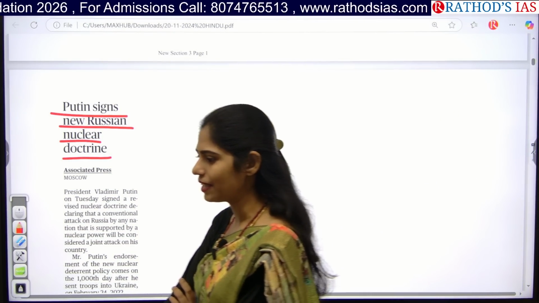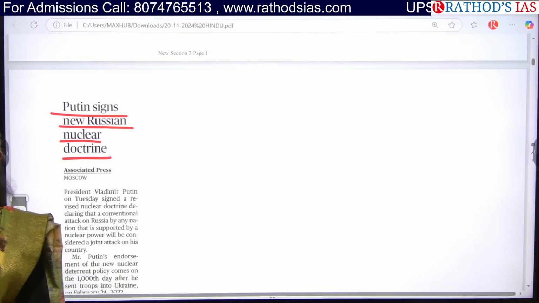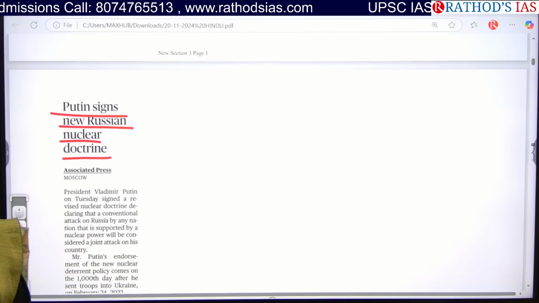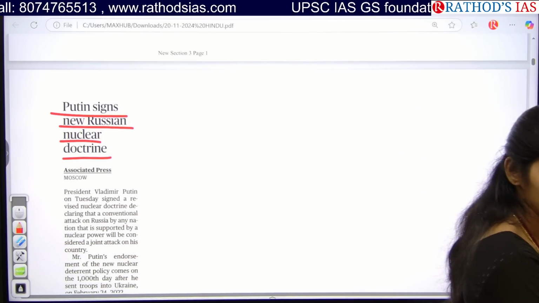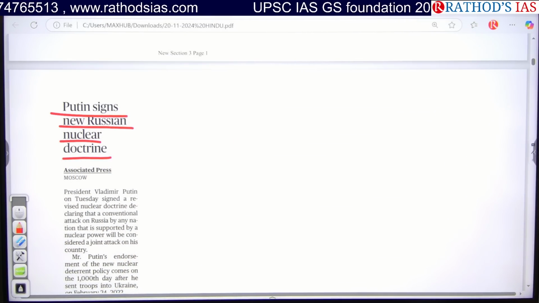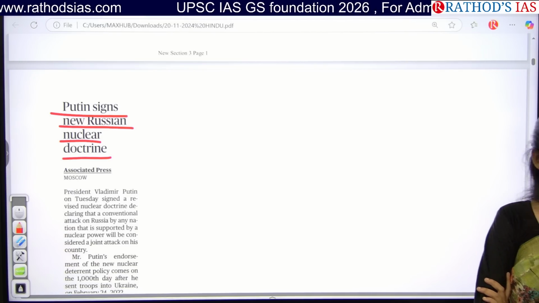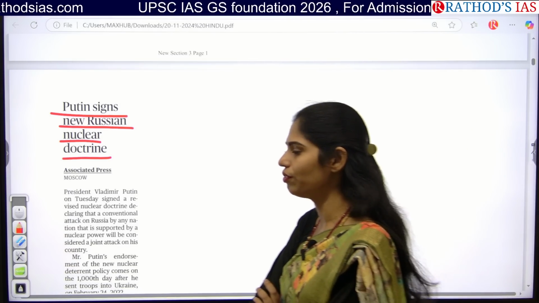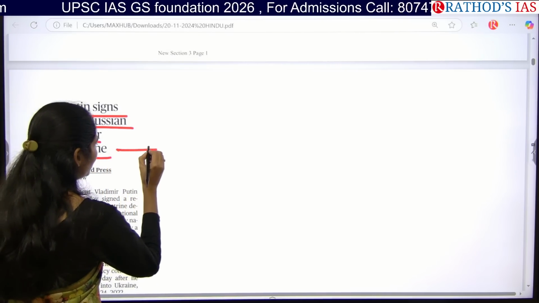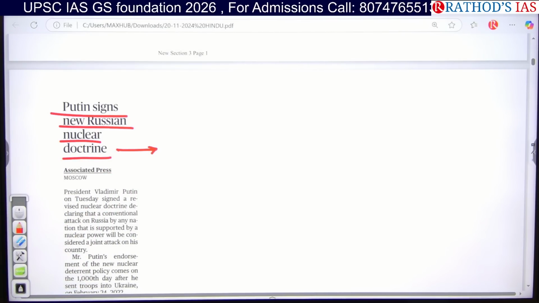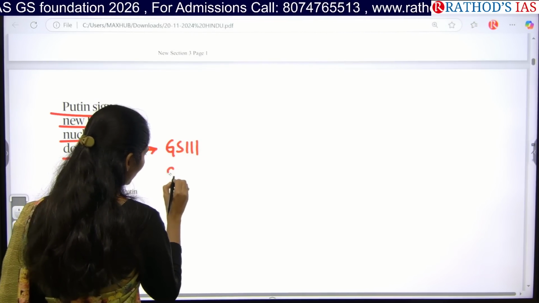Okay, so there may be a question in your examination regarding India's nuclear doctrine. You have to focus on India's nuclear doctrine. UPSC may not directly ask a question regarding this new doctrine of Russia, but there is a chance of getting a question in your mains regarding what India's nuclear doctrine is, that is, the no first use policy. Let us see here, from which subject can we say this? From GS Paper 3, Science and Technology.